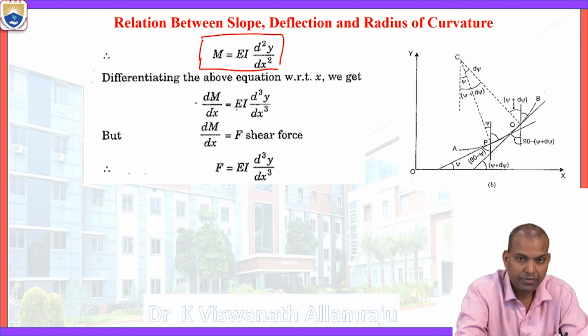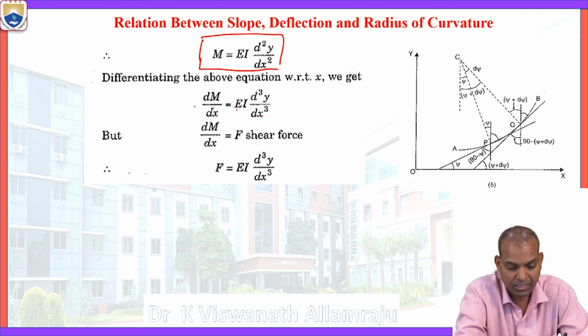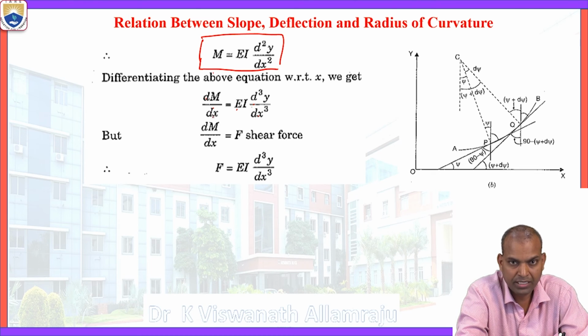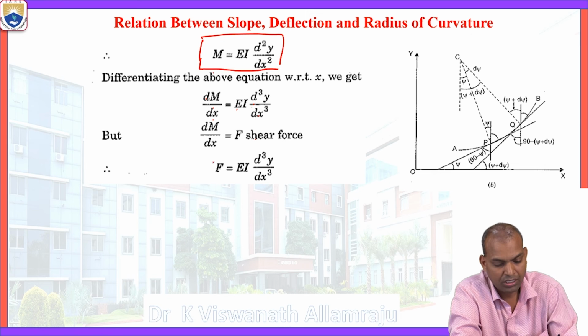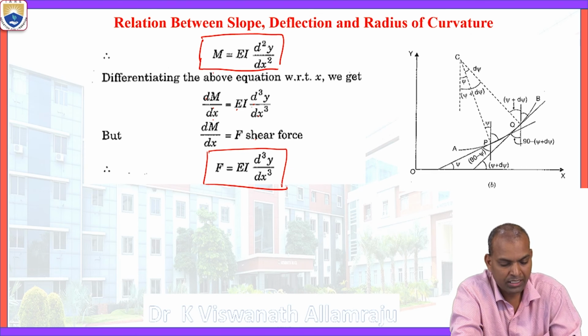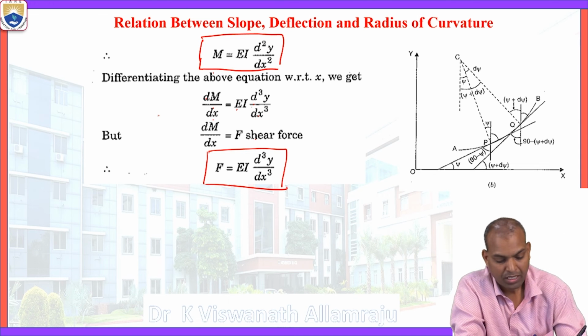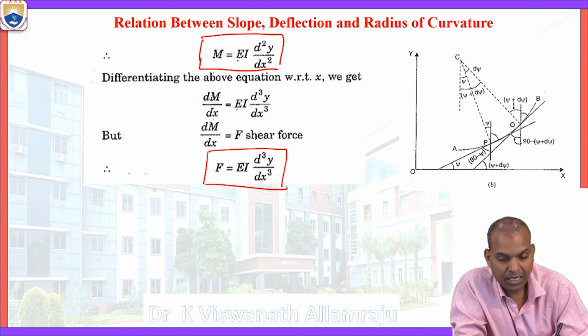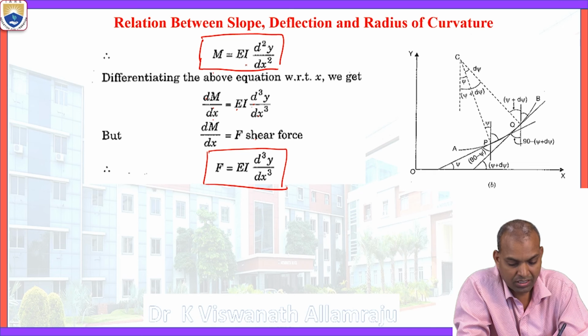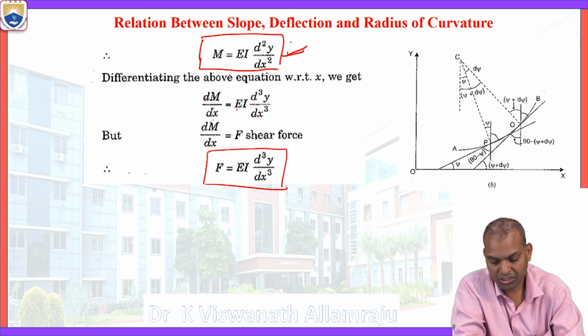From the concepts of shear force and bending moment diagrams, this dM by dx is nothing but shear force. Then F equal to EI times d cube y by dx cube. This is the shear force equation. And M equal to EI times d square y by dx square is the moment of resistance equation.